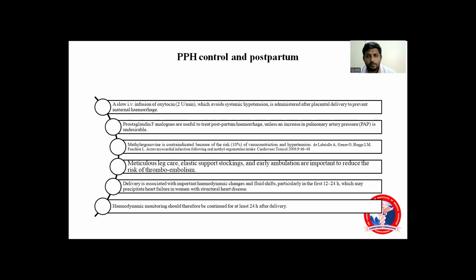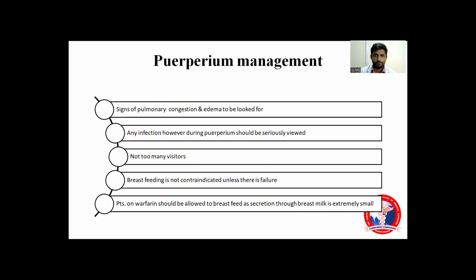We should provide the patient post-delivery stockings to prevent any risk of thromboembolism. And we need to be very careful in the first 12 to 24 hours of delivery, because there is a hemodynamic shift, which can result in heart failure in patients with cardiac disease. And the patient's hemodynamic monitoring should therefore be continued for at least 24 hours of delivery, up to a maximum of 7 days, before planning to discharge.